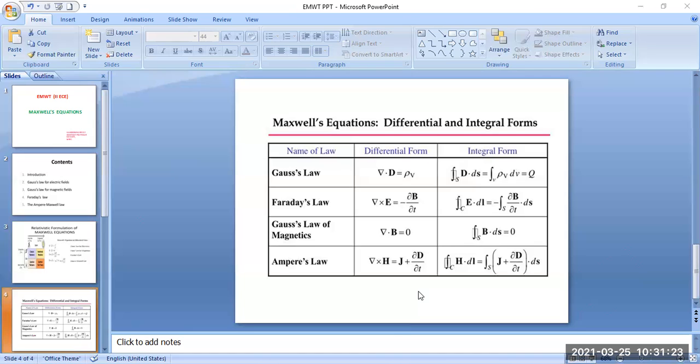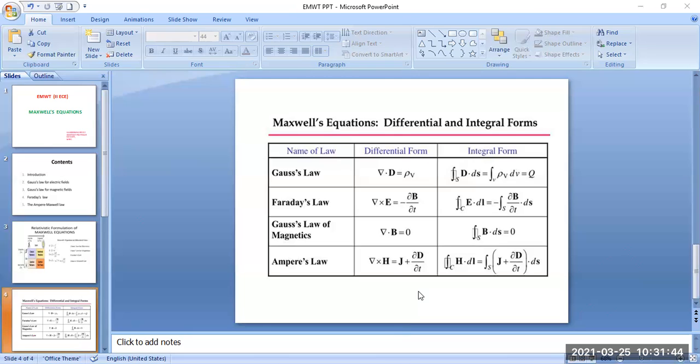Maxwell's equations for free space. Del dot D bar is equal to 0, del cross E bar is equal to minus dou B bar by dou t, del dot B bar is equal to 0, and del cross H bar is equal to J bar plus dou D bar by dou t. Then here J bar is 0. So del cross H bar is equal to only dou D bar by dou t.